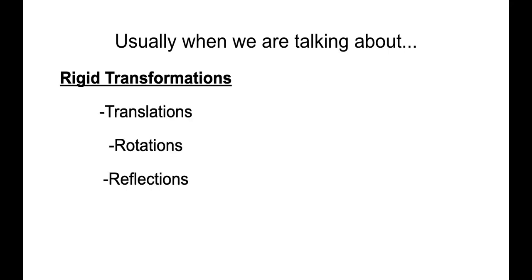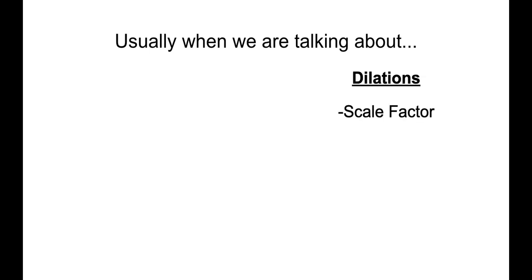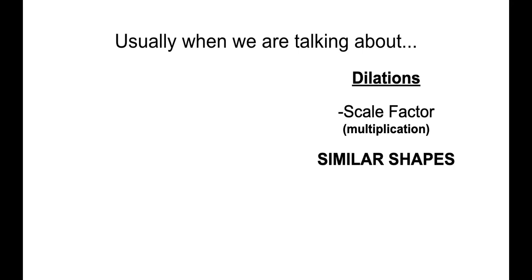So rigid transformations are our translations, our rotations, and our reflections that give us congruent shapes. And dilations are any time that we are discussing scale factor, which we know is in reference to multiplication, and that gives us similar shapes.